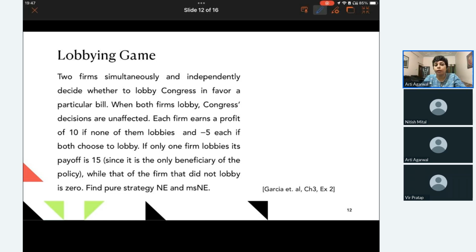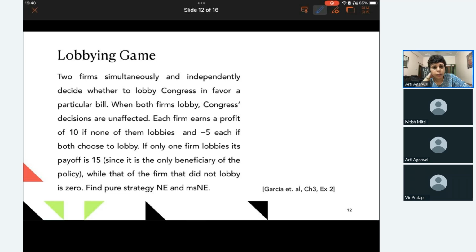Now let's see. These are two firms. This question is about two firms which are trying to decide whether they should lobby the Congress. Here, the Congress is referring to the U.S. Congress, not India. This is an American author. So, should they be lobbying the Congress in favor of a particular bill? Now, this bill is some bill which might be useful for these firms. But what happens is that if both the firms lobby, the Congress's decisions are enacted, and then they don't do anything. If none of them lobbies, the profit is 10.